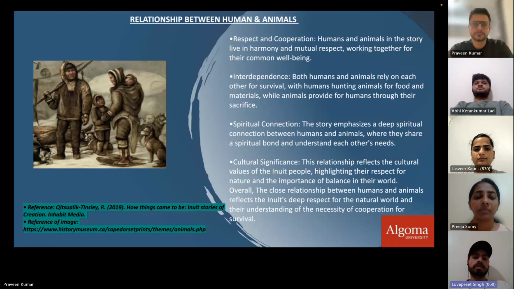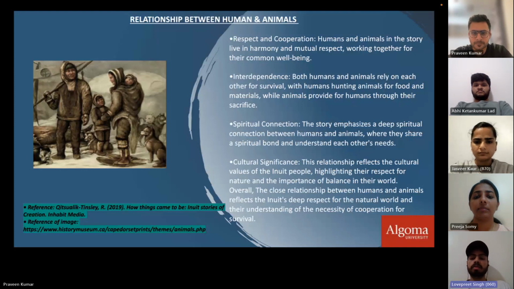I will explain the relationship between humans and animals in this story. So, the first point I will explain is respect and cooperation. Humans and animals in this story live in harmony and mutual respect. They work together for their common well-being. The second one is interdependence. Both humans and animals rely on each other for survival, with humans hunting animals for food and material, whilst animals provide for humans through their sacrifice.